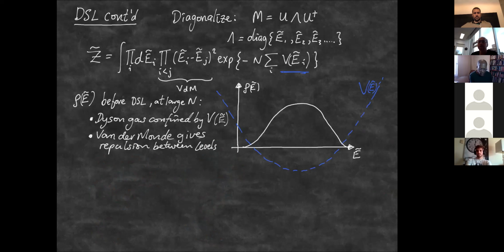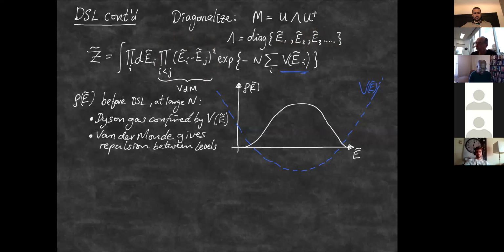So you can diagonalize M in ways that I'm sure have been described here before. And working with the diagonal, where I'm putting little tildes on things to distinguish them from energies I'll use later on, I have the energies, and there's a Vandermonde determinant, which is the Jacobian for doing this change of variables, and the overall integral of the unitaries cancels.